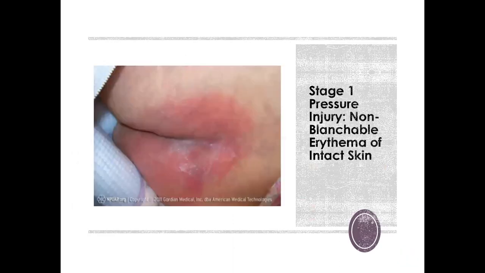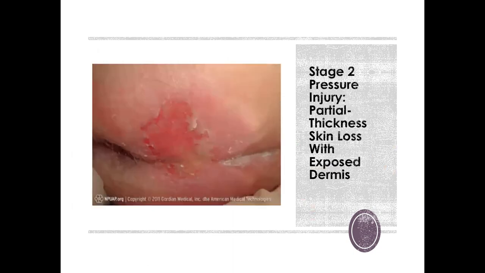So your stage 1 is characterized by an intact, non-blistered skin with non-blanchable erythema, which would be redness, and the persistence of redness in the area that's been exposed to pressure. Your stage 2, this is a partial thickness wound that involves the epidermis and/or the dermis, but does not extend below the level of the dermis. This is a stage 2 pressure injury. It's a shallow, superficial, pink wound bed. It has intact or ruptured blisters, and it's the result of pressure.